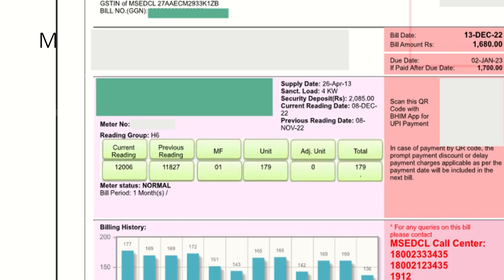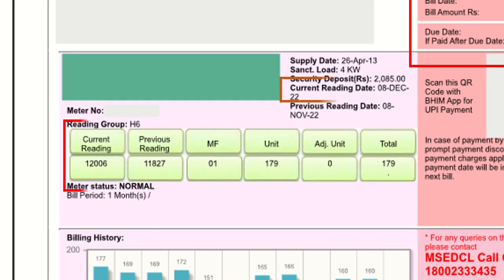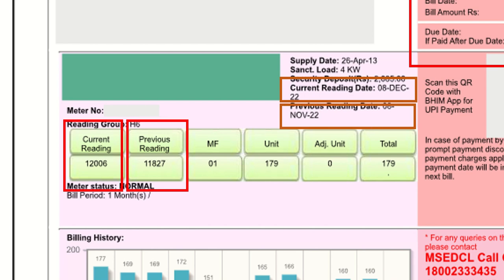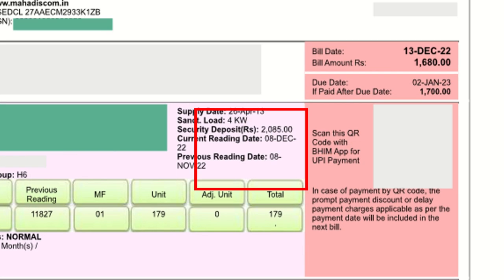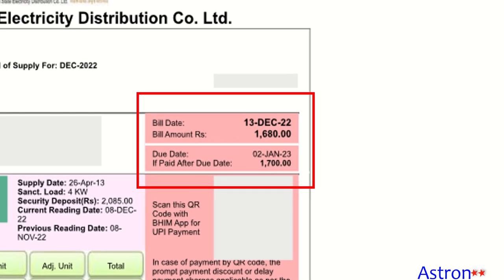This information is available on the front page of our electricity bill. Here we can see the current reading, which is taken on 8 December 22. Then the previous reading, which is taken on 6 November 22, and 179 units, which is the consumption of that month. And this is the total charges for that month. These total charges are not only the energy consumption charges for 179 units, there are a few additional charges also. So we will see in detail when we see the breakup of electricity charges.